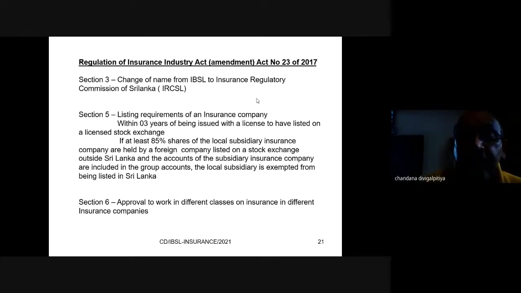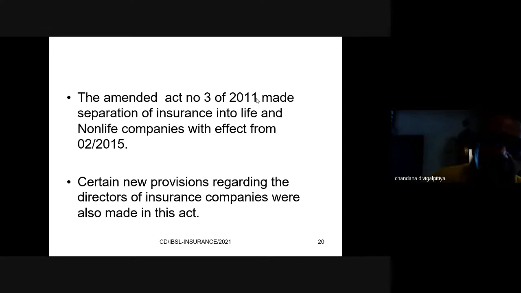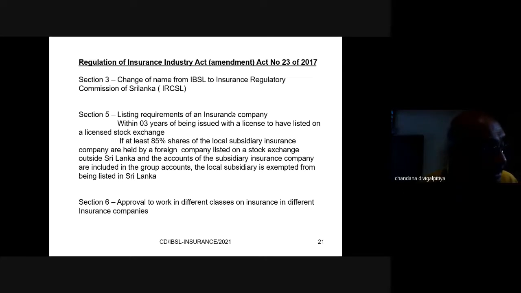Right. Then there was another amendment in 2017. So basically, the 2011 amendment was that insurance companies were segregated into life company and general company. That's the difference. In 2017, there was another amendment that came. Right, in the 2017 amendment, the name was changed, as I told you, from IBSL. Now we call it IRCSL. There are certain listing requirements they told.